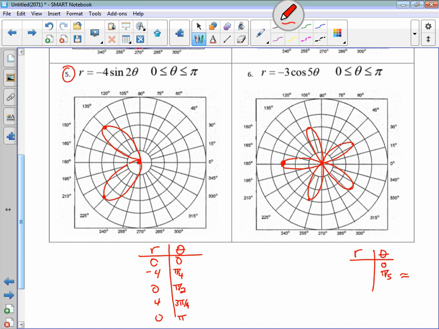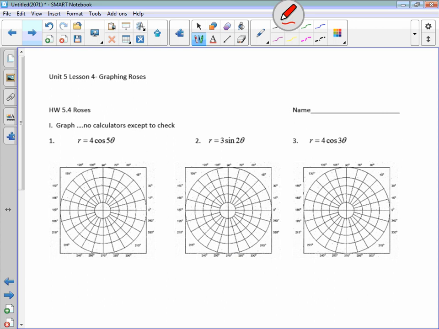What lessons is the first one? It is graphing everything. So that could be anything we've done so far, but there's none of the converting from rectangular to polar. That was your homework.